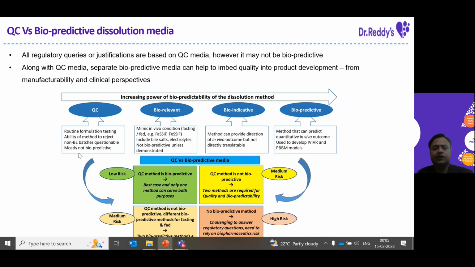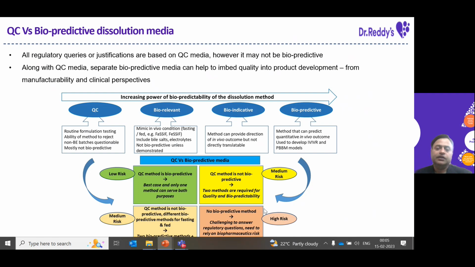Hence, there is a need to develop a separate media which is biopredictive, and a method that can predict quantitatively the in vivo outcome and help develop the IVIVC and a PBBM model. However, if we don't have a biopredictive media, then we will have challenges in answering a lot of regulatory questions and need to rely on the biopharmaceutics risk assessment.